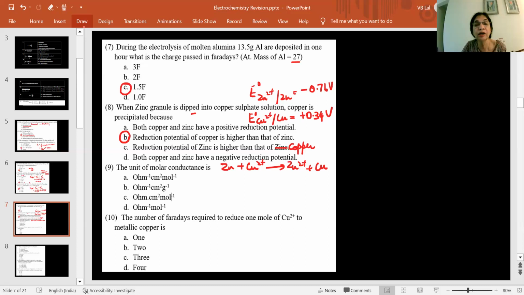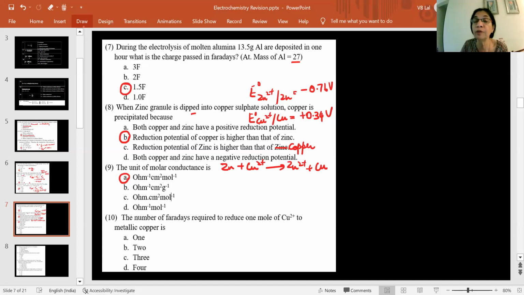Unit for molar conductance is? Who will tell me? Ninth one. Option D, miss. Actually, it is ohm inverse, no? For conductivity, it is ohm inverse. So answer is Option A.